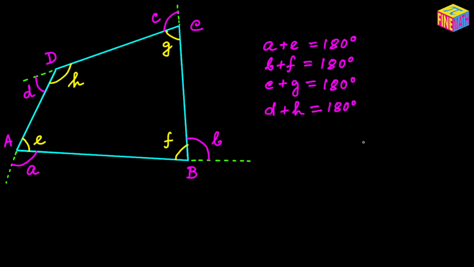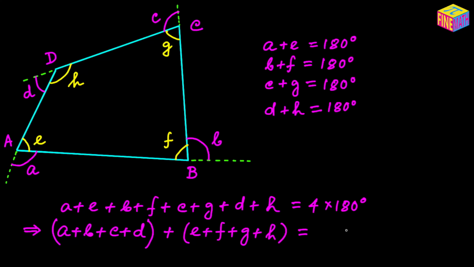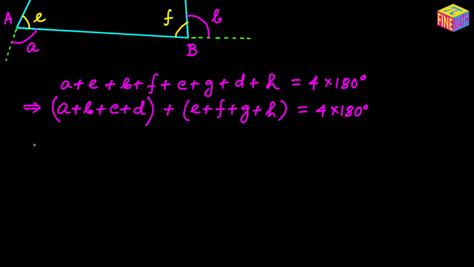So now if we add all of them together, I'm going to write it here. a plus e plus b plus f plus c plus g plus d plus h, all of that would be equal to 4 times 180 degrees, right? From here I'm going to rearrange a little bit. Let's say a plus b plus c plus d, and let's group them together, because this is going to be the sum of the exterior angles. And then what is left? We are left with e plus f plus g plus h, and all of that is equal to 4 times 180 degrees. In place of a plus b plus c plus d, I can say this is the sum of the exterior angles, plus we have e plus f plus g plus h. Well, that is actually the sum of the interior angles of a quadrilateral.